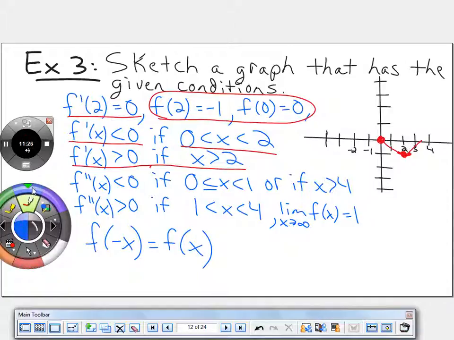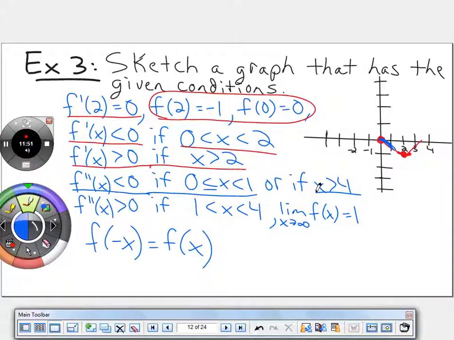Looks like the second derivative is describing the concavity. So we got concave down, looks like it's less than 0. Concave down from 0 to 1. So actually my sketch would look a little bit more like this from 0 to 1, actually more concave down. And then when x is greater than 4, so that's interesting.